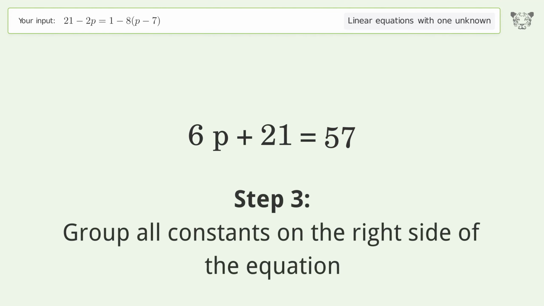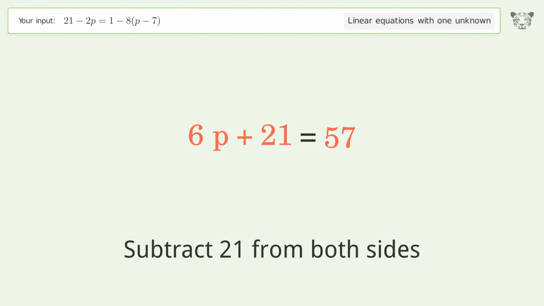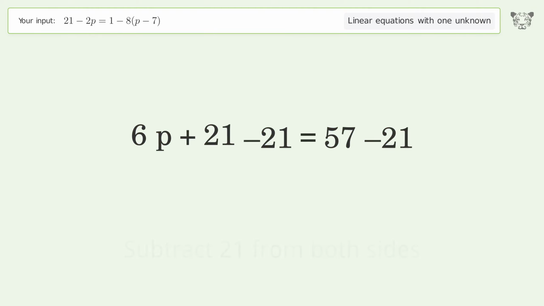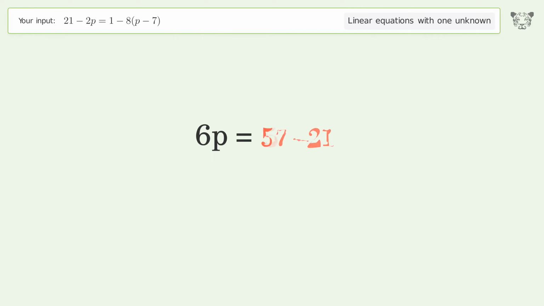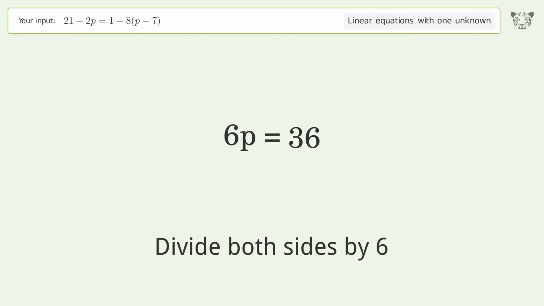Group all constants on the right side of the equation. Subtract 21 from both sides. Simplify the arithmetic. Isolate the p. Divide both sides by 6.